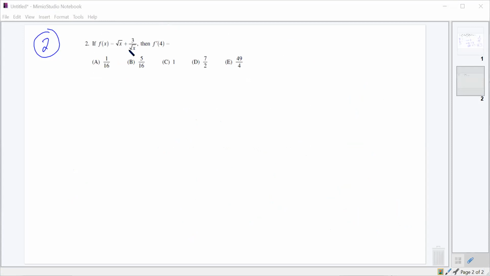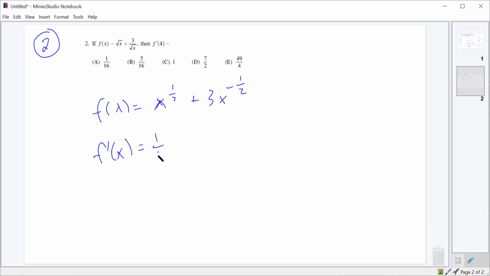We got f of x is root x plus 3 over root x. We're looking for f prime of 4. So first thing you're going to want to do is rewrite this as f of x is root x plus, in fact, I'll probably write it as x to the 1/2, just to make it easier to look at for my power rule, plus 3x to the -1/2. And then you can just take the derivative using the power rule. So f prime of x ought to be 1/2 x to the -1/2. And this will be -3/2 x to the -3/2.